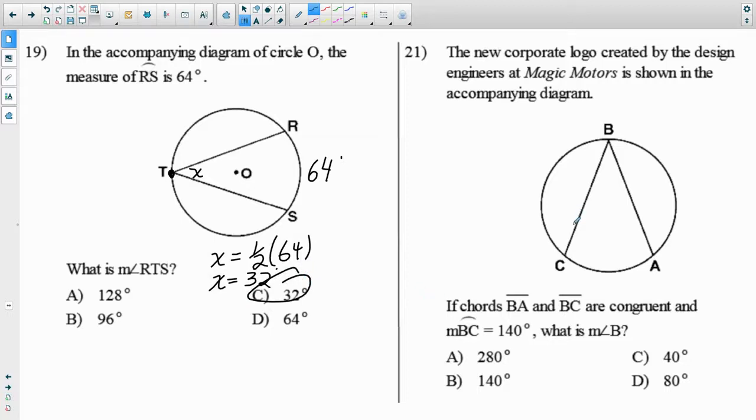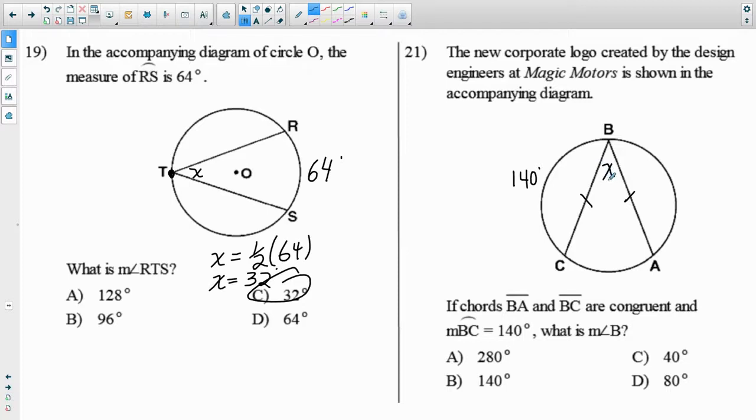Finally here, a slightly different variation. A new corporate logo created by the design engineers at Magic Motors is shown in the accompanying diagram. If chords BA and BC are congruent, and arc BC is 140 degrees, what is the measure of angle B?